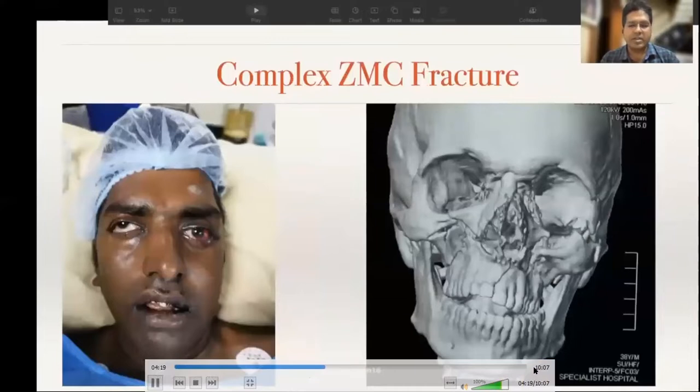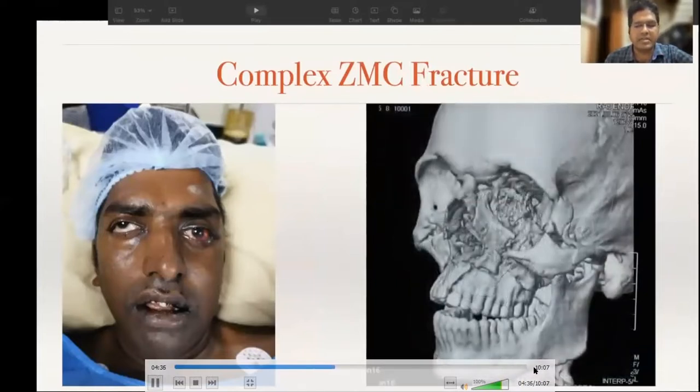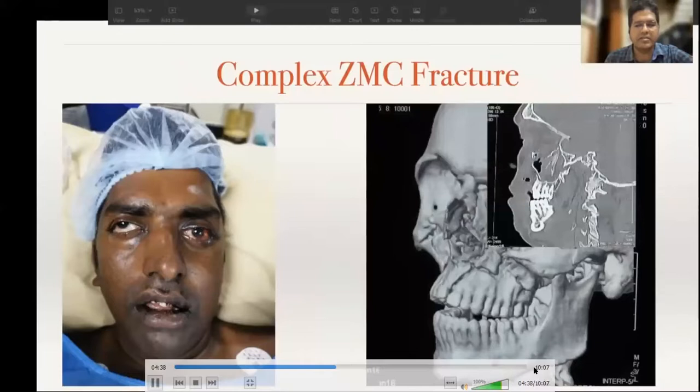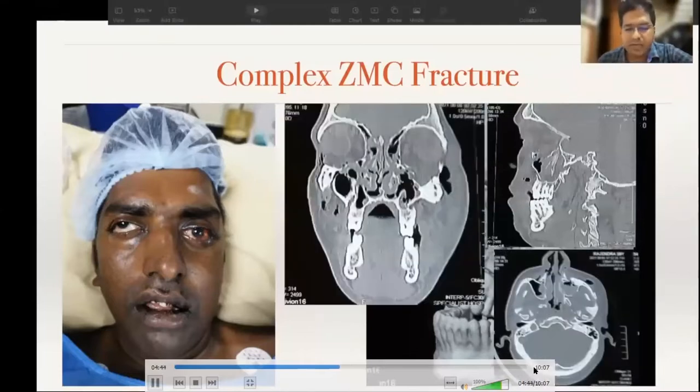Complex fractures where there's no clear pattern as such. In this case, both the orbits are fractured. It is a bilateral ZMC fracture with multiple bones which are hanging on both sides. You can see that there is no clear pattern to how it is fractured, and the floor of the orbit is shattered as well as the medial wall. So the medial wall and floor also are completely shattered.